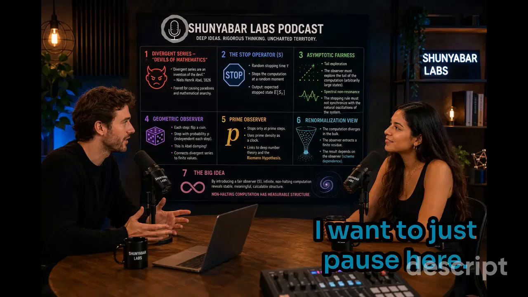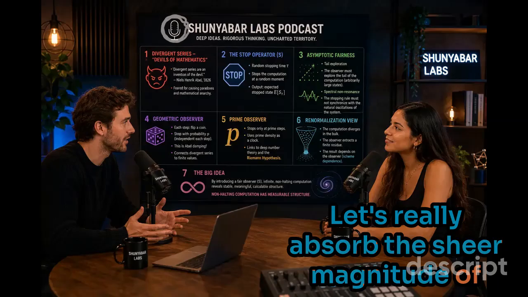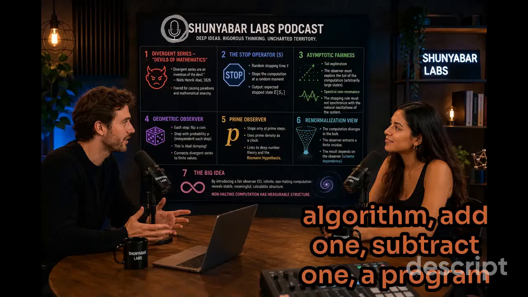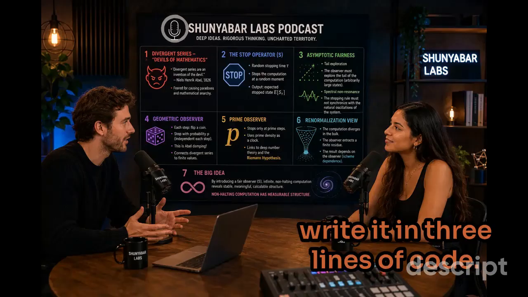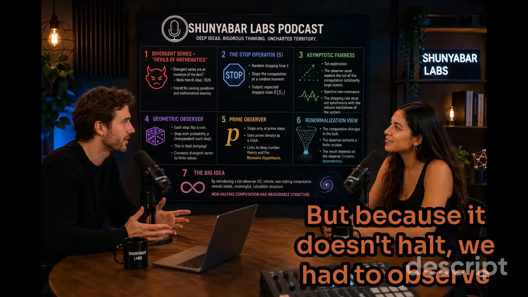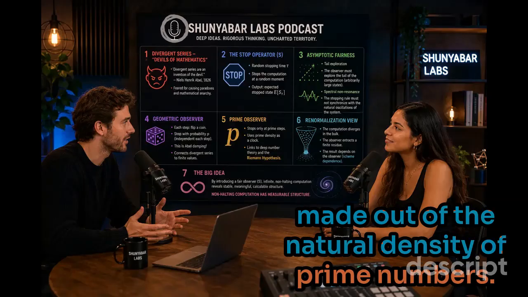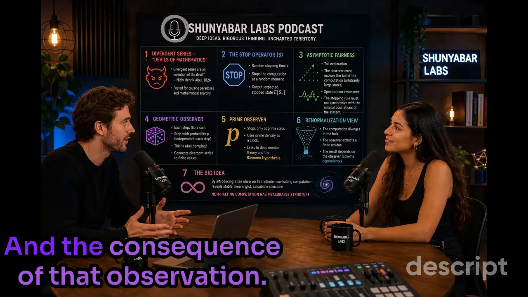I want to just pause here. Let's really absorb the sheer magnitude of this connection. We started with a dumb, simple algorithm, add 1, subtract 1, a program so basic a child could write it in 3 lines of code. Right. But because it doesn't halt, we had to observe it. And we chose to observe it using a clock made out of the natural density of prime numbers. And the consequence of that observation.